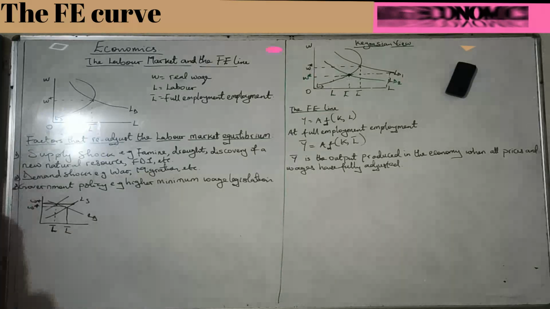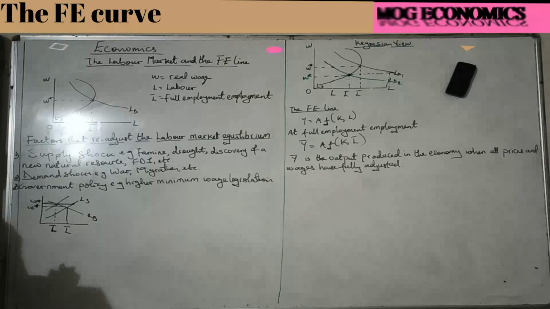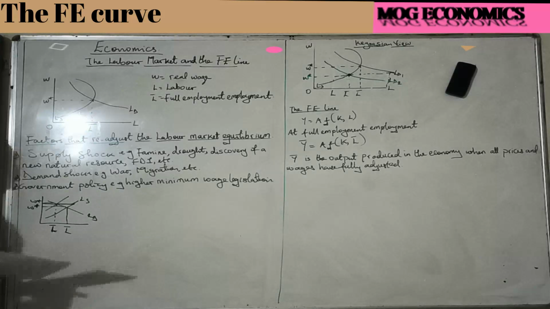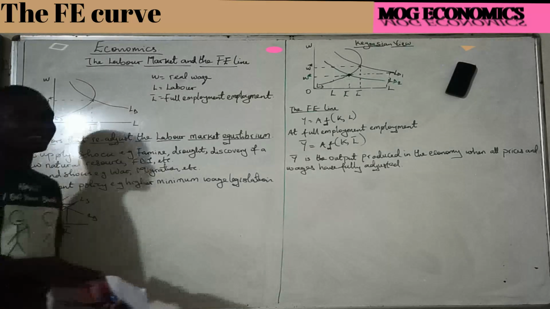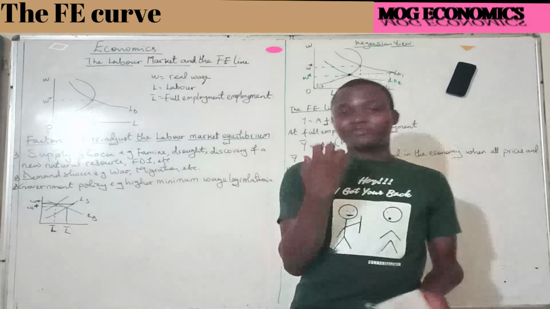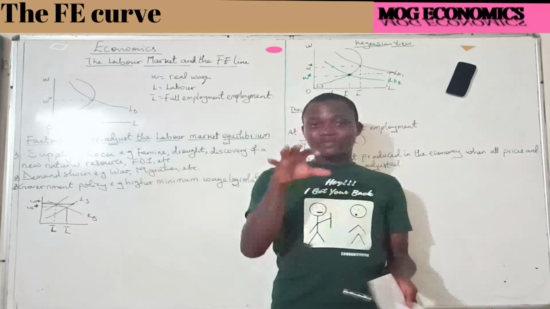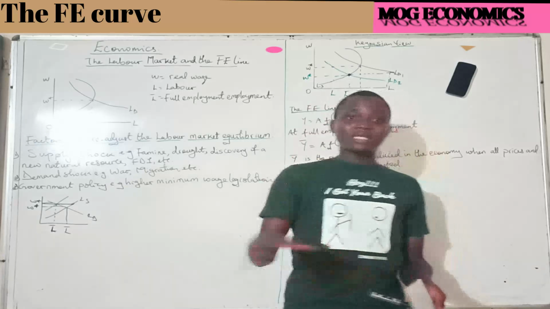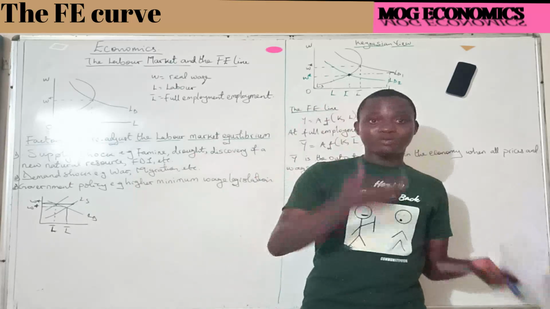So factors that readjust the labor market equilibrium. Any factor that shifts the labor demand curve or shifts the labor supply curve is something that's going to readjust the equilibrium. Here, number one, we have supply shocks. Now what is a shock actually? A shock is something that is unexpected. So when we say supply shock, we are talking about an unexpected phenomenon that affects the supply side of an economy, the aggregate supply of goods and services.